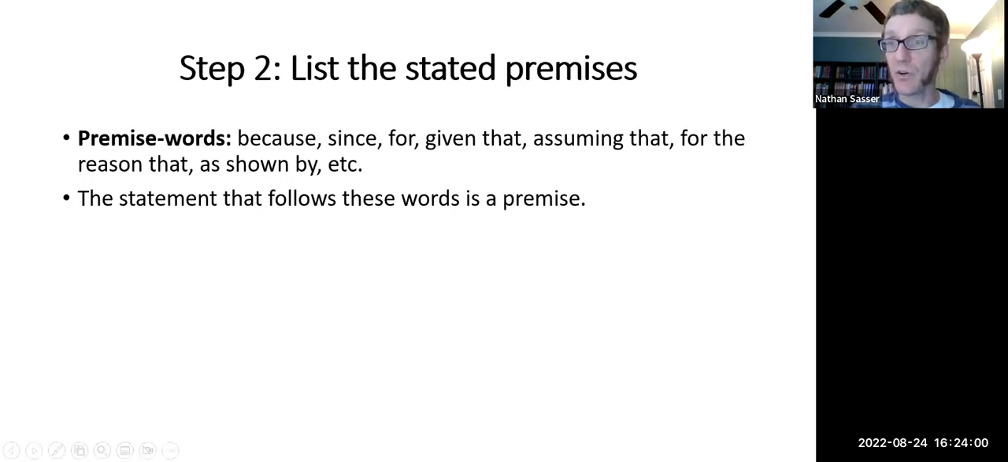The next thing you want to do, obviously, is to list the premises that are stated, the evidence that is given in support of the conclusion that are supposed to lead to it. And again, there are often, not always, keywords that indicate to us what the premises are, such as because, since, for, given that, assuming that, for the reason that, as shown by. What follows after these words is going to be a premise.